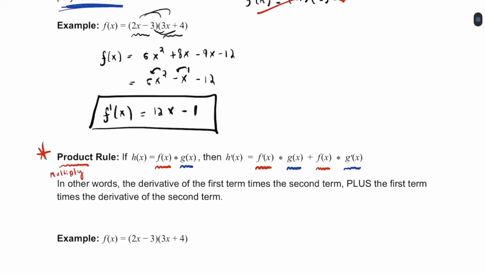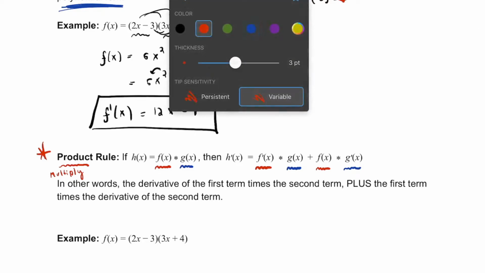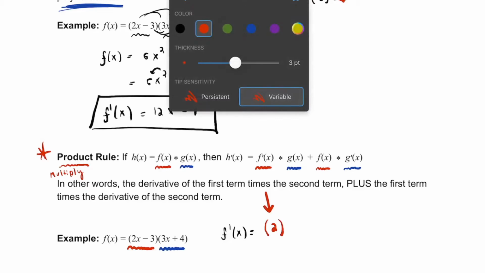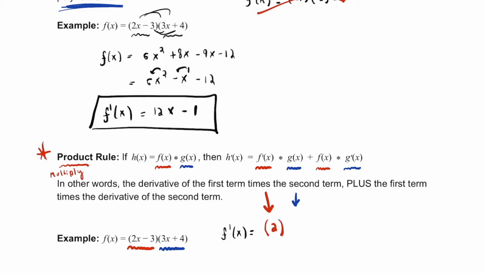And so let's repeat this process from the example problem. We should get the exact same thing. We should get 12x minus 1 if I go ahead and I'm going to say that 2x minus 3, that's our first term. 3x plus 4, that's our second term. And so what the product rule says is if we want to find the derivative of this function f of x, it says to take the derivative of the first part, so the derivative of 2x minus 3 is 2, times the second part untouched, so just times 3x plus 4.